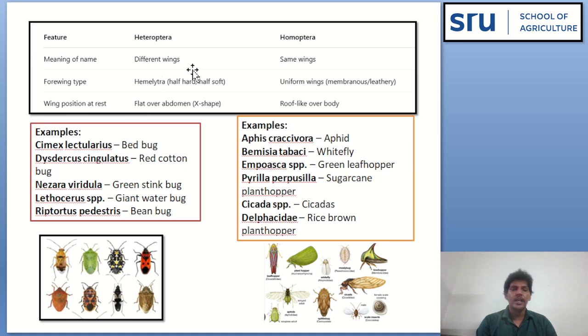Examples under Heteroptera are the bedbug, red cotton bug, green stink bug, giant water bugs, and bean bugs, etc. Under Homoptera, examples are the aphids, whiteflies, green leafhopper, sugarcane planthopper, cicadas, rice brown planthopper, etc.